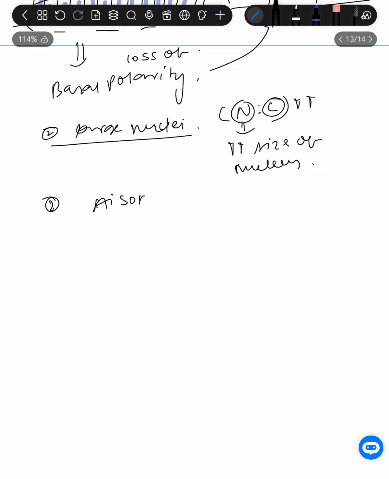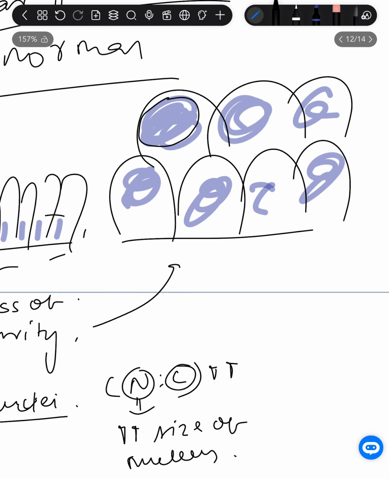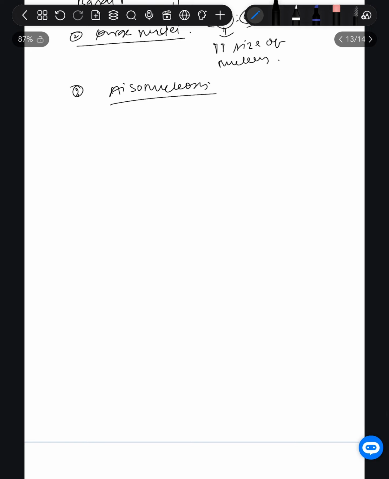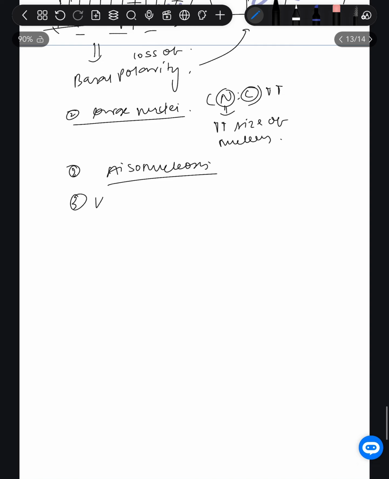Third, we have something called anisonucleosis. What do you mean by anisonucleosis? Do you think I made it this way because I was lazy? No, I was not lazy. Anisonucleosis means the nucleus also is of unequal size and shape. Moving on, there's something called hyperchromatism.